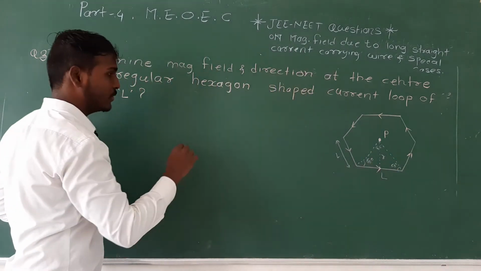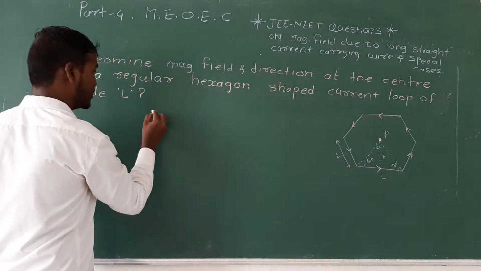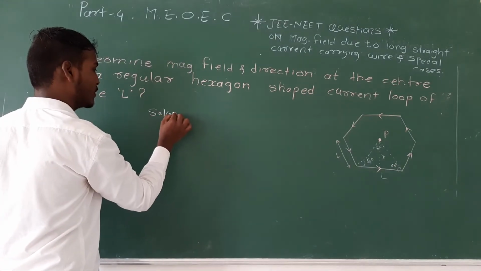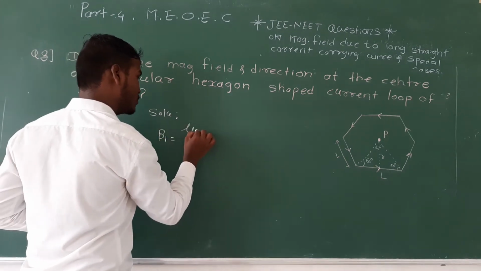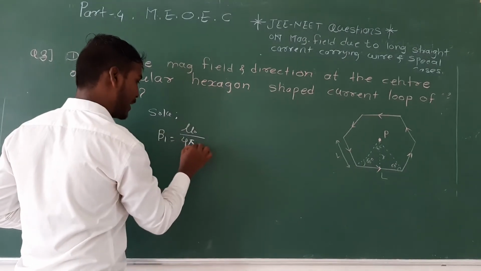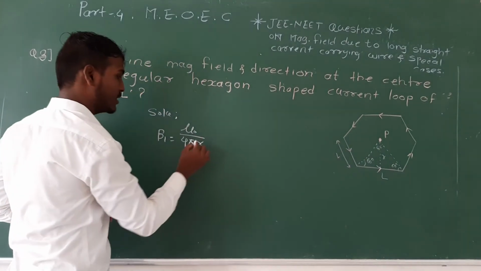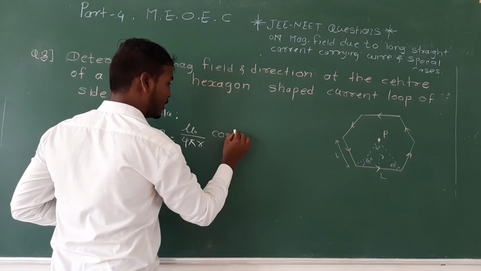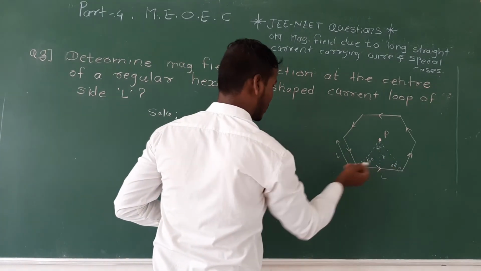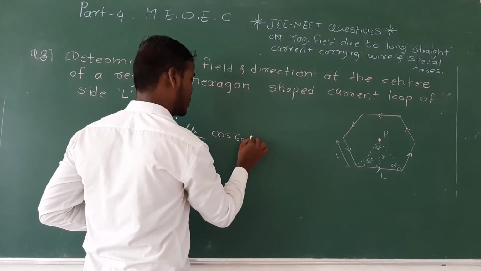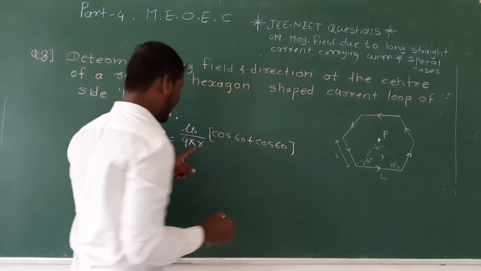So the magnitude of magnetic field due to this element L, let us take it as B1. So B1 will be mu 0 upon 4 pi R, where R is nothing but the perpendicular distance we have assumed, into cos alpha plus cos beta. So you can see here cos alpha plus cos beta is always cos 60 plus cos 60. The remaining part is only about R.